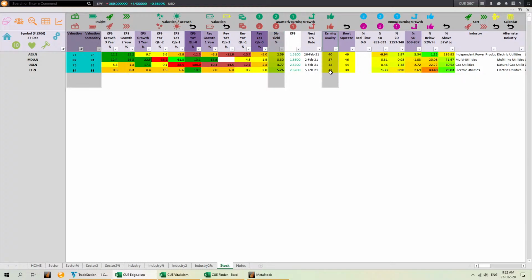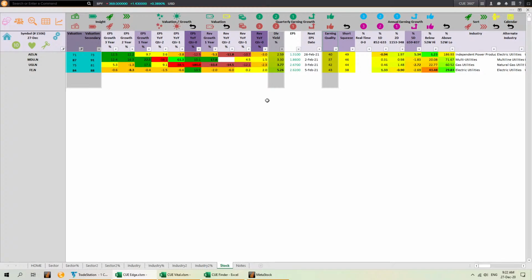If earnings quality was poor, that would be in magenta color. In all Q systems, weak or bearish or poor is red or magenta. Strong or bullish is green or cyan, and medium is yellow. So all of them have reasonable earnings quality.